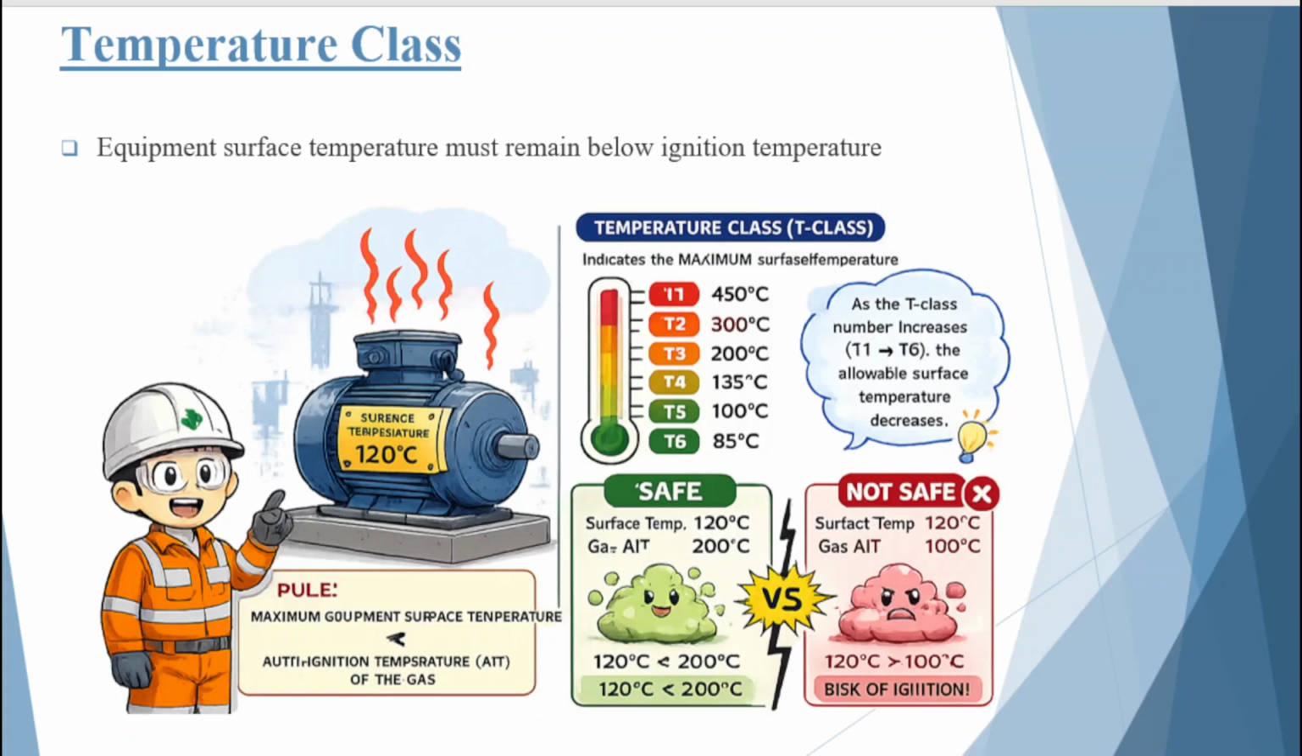This is why selecting the correct temperature class is just as important as selecting the correct hazardous zone or gas group. During equipment selection, engineers compare the auto-ignition temperature of the hazardous gas with the maximum surface temperature of the equipment. The equipment is considered suitable only if its maximum surface temperature is lower than the ignition temperature of the gas. In the next slide, we look at the different explosion protection techniques that allow electrical equipment to operate safely in hazardous areas.